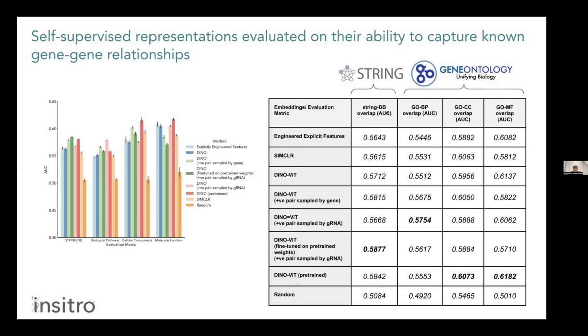So each column in the table here provides the AUC metric computed using the StringDB databases or different GO biological process, cellular component, or molecular function databases. And each row corresponds to different self-supervised learning methods and also engineered explicit features that we compared against as our baselines. We observed that DINO models with vision transformers provide marginal gains in performance compared to SimCLR and other explicitly engineered features.